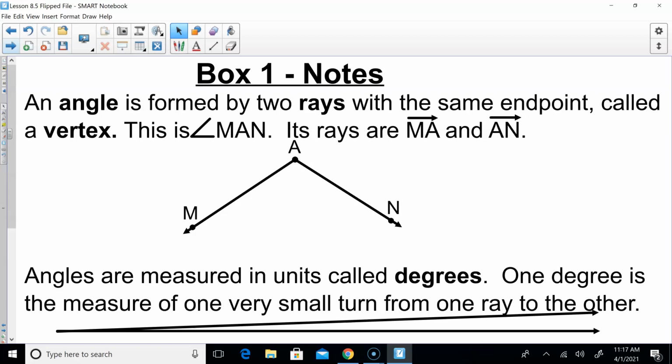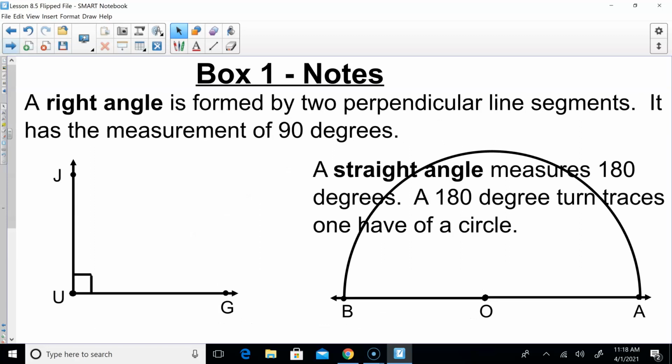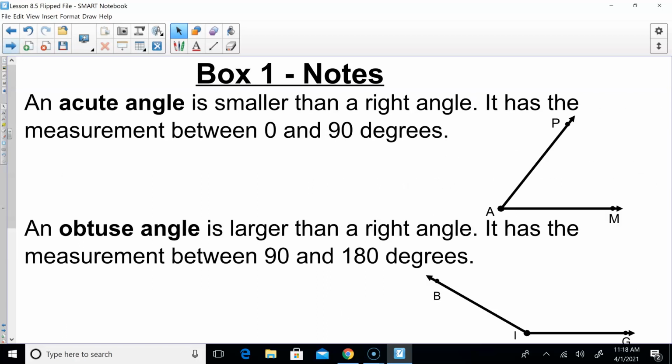As we have our box 1 notes to review, obviously, if you have angles, you have vertex, rays, and degrees. Just trying to re-highlight those keywords so we hear them over and over again. A right angle, very important, is 90 degrees. That's going to come in handy for today's lesson. The same thing as a straight angle is 180 degrees. That'll help us with today's lesson as well. We know acute angles are between 0 and 90. We know obtuse are between 90 and 180.